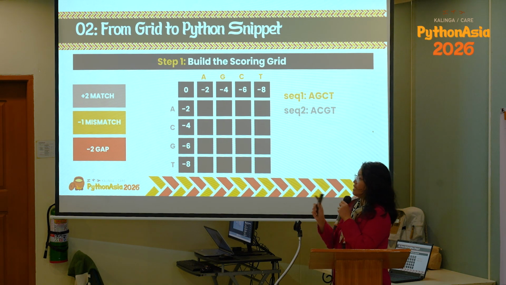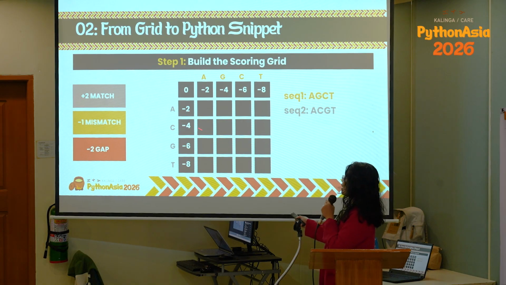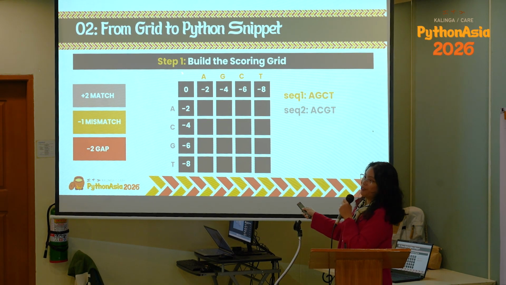So the first thing that we're going to do is to focus on the diagonal side. For this, since they are a match, this is automatically plus 2, right? And for the top and left cells, you can always add the gap value. So we're going to add -2 here for both sides, and we have -4, and +2, right?